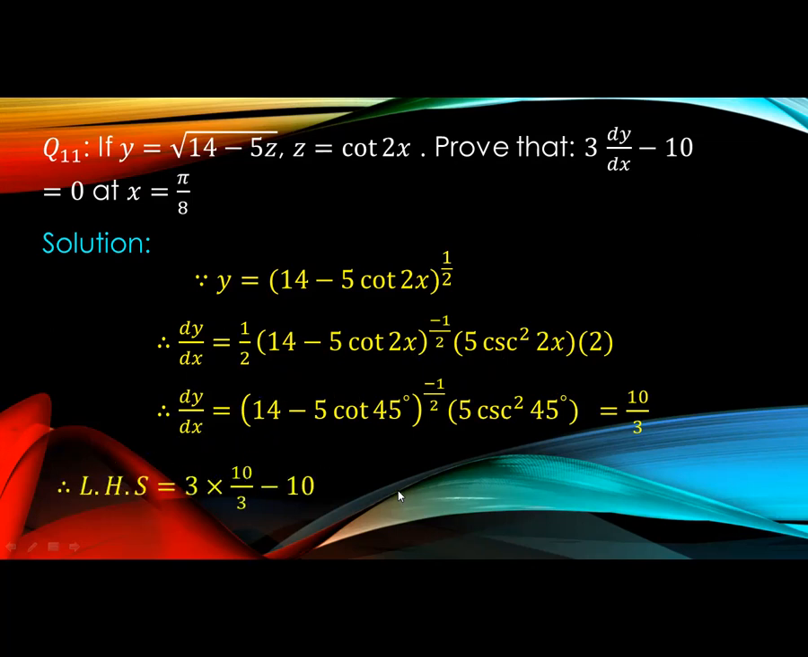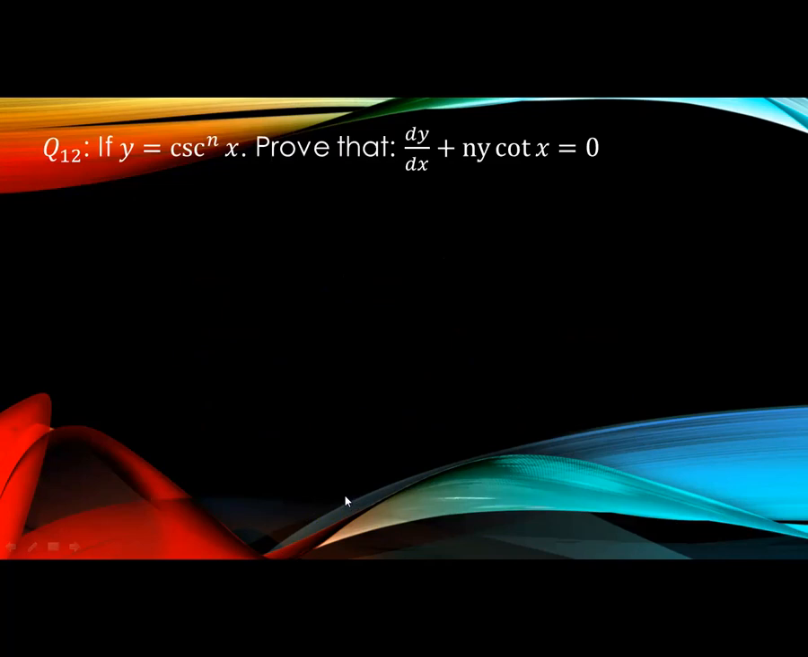After that, substitute this value in the left hand side of the request. It is equal to 3 multiplied by 10 over 3 minus 10. It is equal to 0, the value of the right hand side. Last exercise. If y equals cosec to the power n of x, prove that dy by dx plus n y cotan x equals 0.